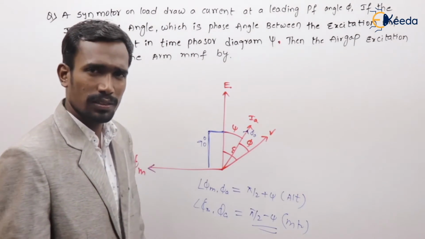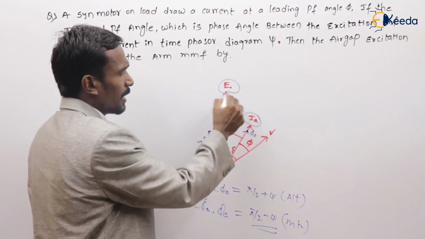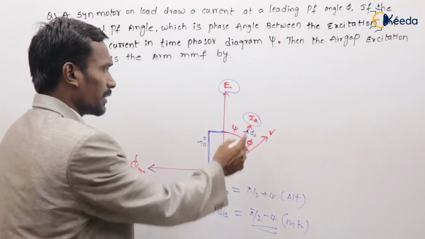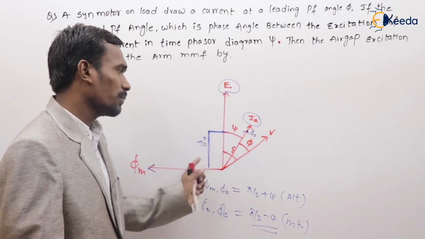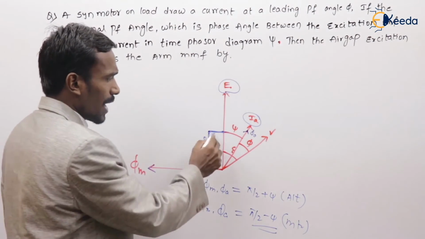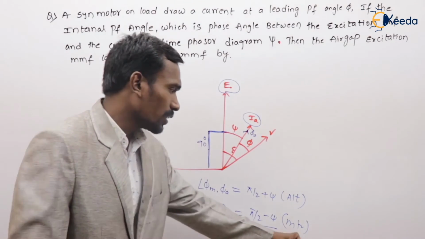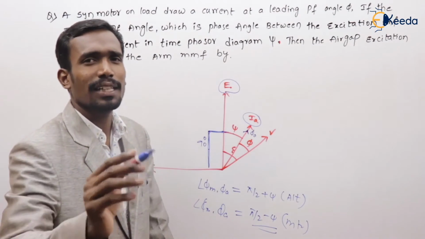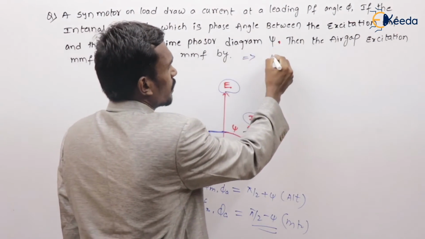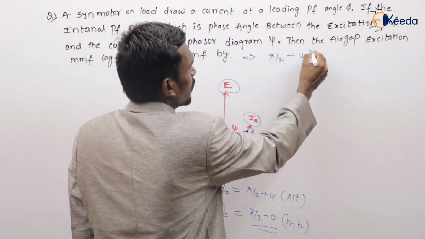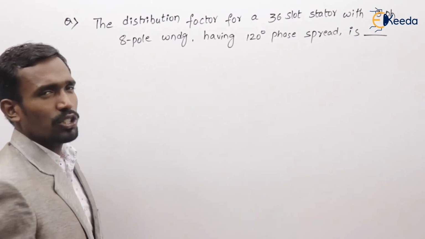Just reverse. What is psi? The angle between EMF and armature current. And they asked the angle between armature and excitation MMF. Those two, in an alternator, are 90 plus psi, but in a synchronous motor, the value is 90 minus psi. This is the answer for this question. So 90 minus psi is the 100% correct answer. Right, next question.